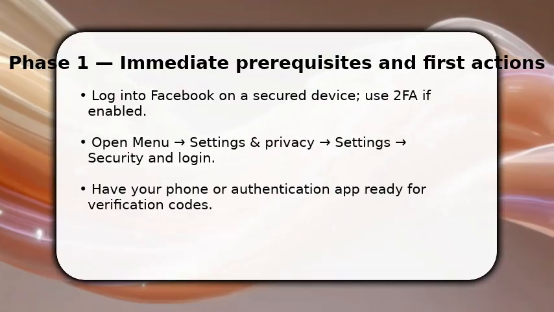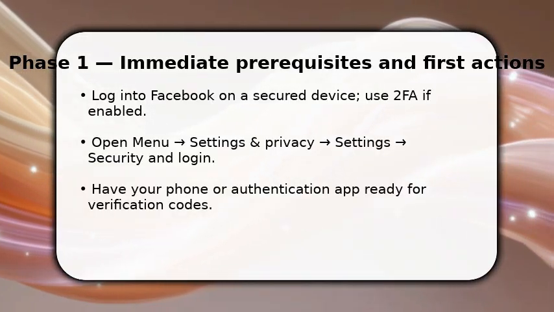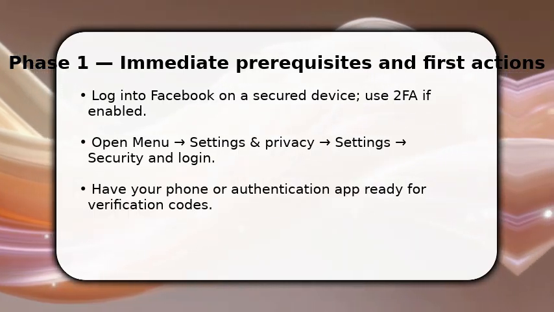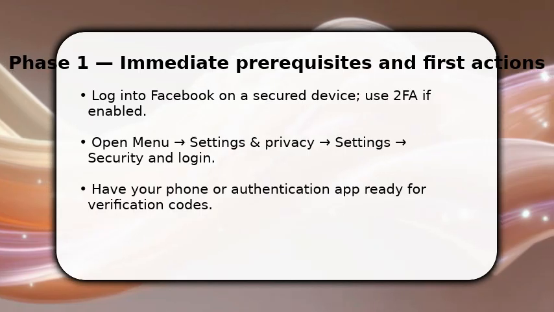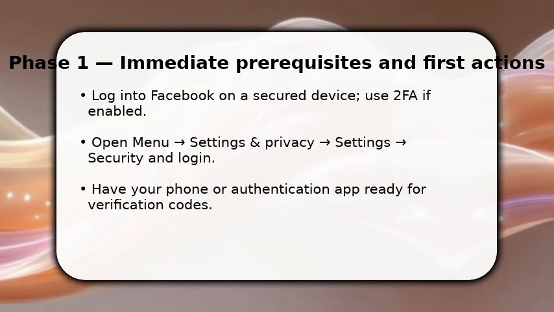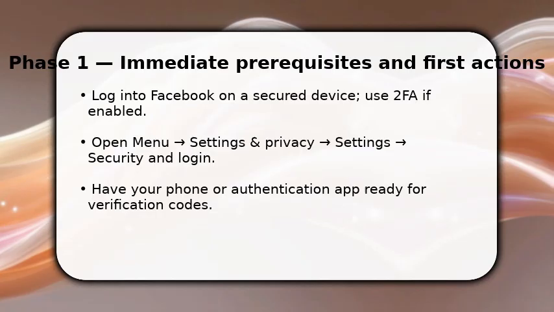You start by signing into Facebook on a trusted device. Make sure two-factor authentication is accessible. Once logged in, go to Menu, then Settings and Privacy, then Settings, find Security and log in to proceed. You do this because backup codes live under your two-factor settings and immediate access prevents lockout.